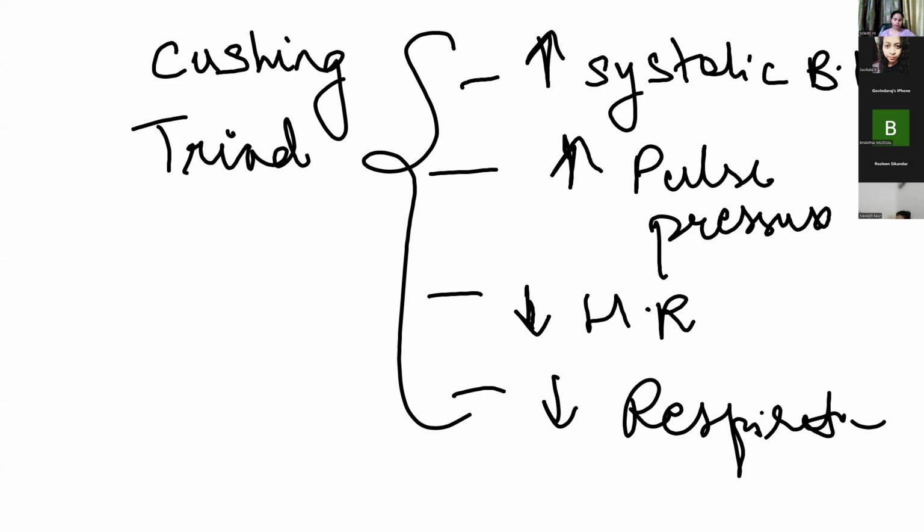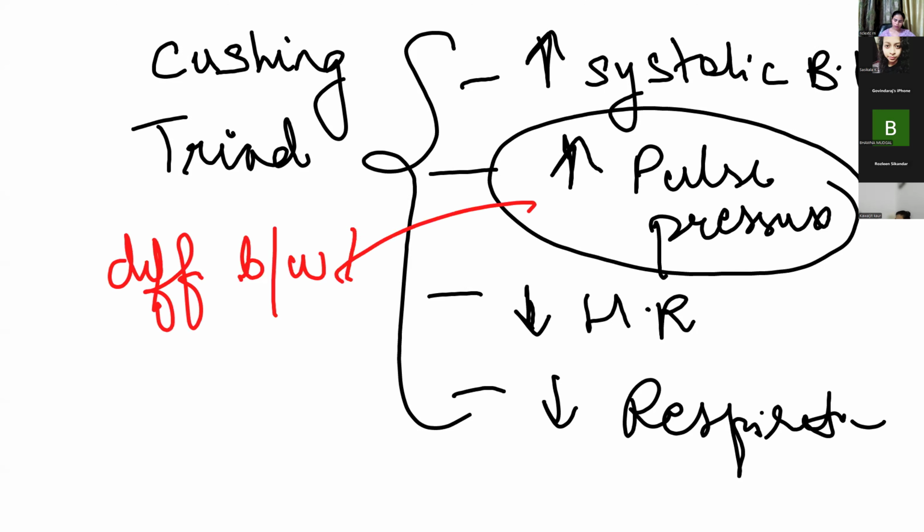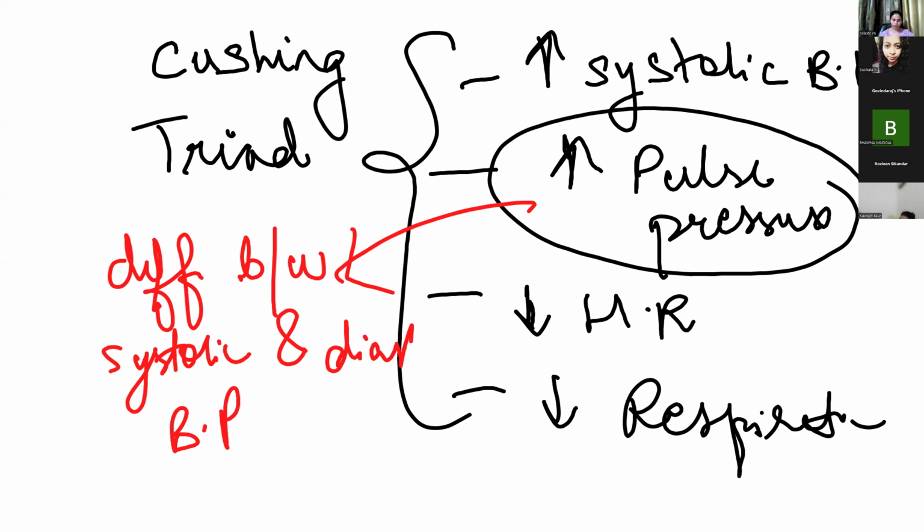So, what is this pulse pressure? What is the meaning of this pulse pressure? Anyone? This pulse pressure means the difference between systolic and diastolic blood pressure readings. That is known as pulse pressure, their difference. Any doubt in pulse pressure? Any confusion in pulse pressure?